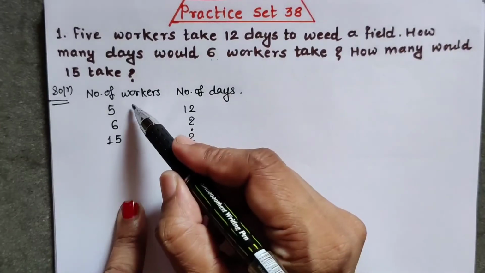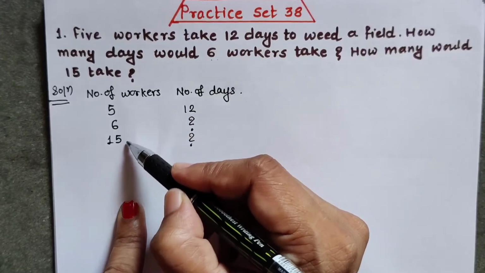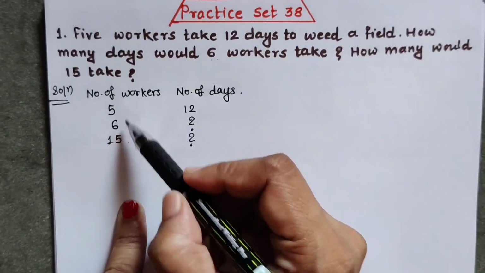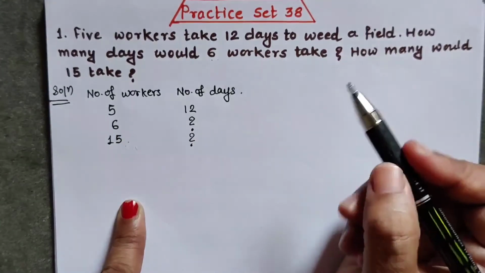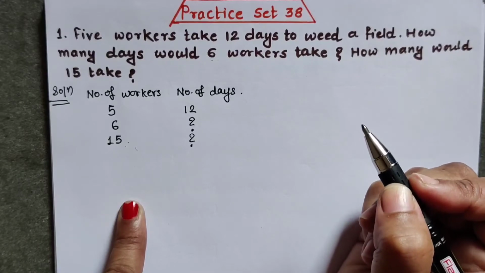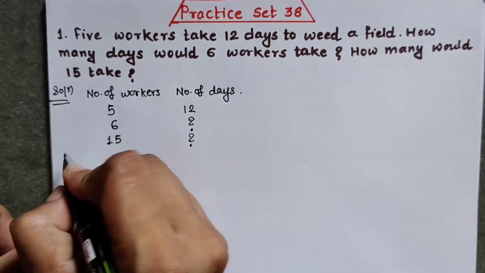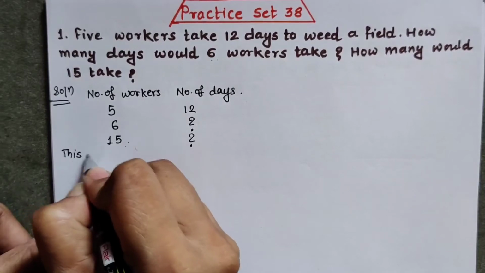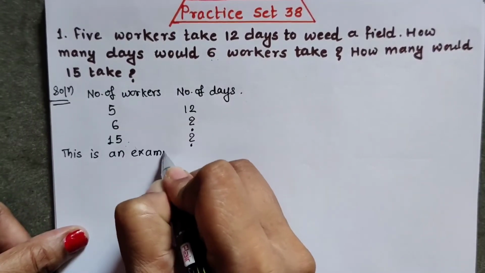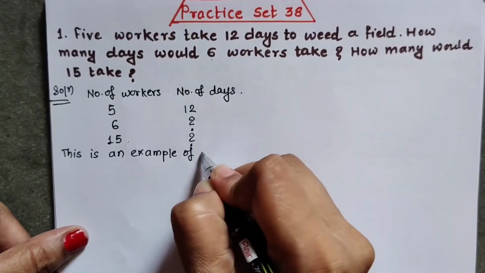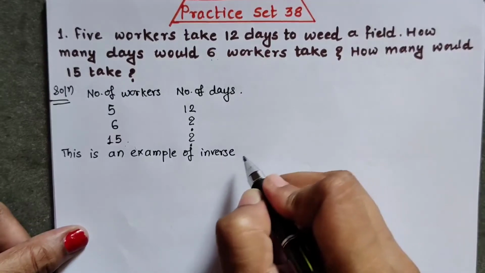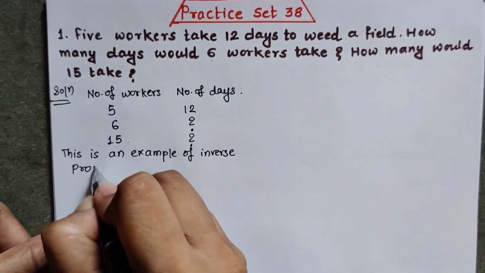That means the number of workers, the number of people, is increasing, but the number of days is decreasing. One quantity is increasing and the other quantity is decreasing. So such a type of proportion is known as inverse proportion. So this is an example of inverse proportion.